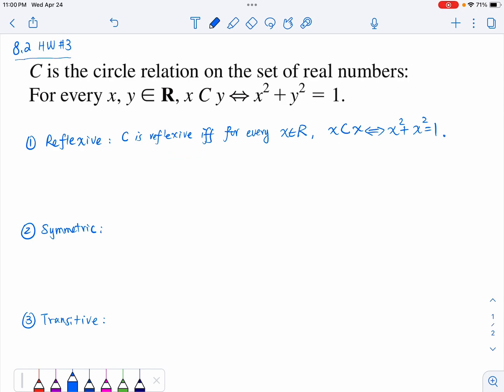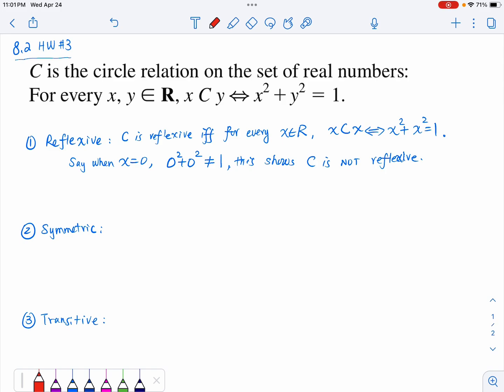Now let's check. Just try some numbers, right? Suppose x is equal to 0, then 0 squared plus 0 squared is definitely not equal to 1. So this is a counterexample, which shows that C is not reflexive. Certainly different people pick different counterexamples. You can say when x is 1, 1 squared plus 1 squared is definitely not equal to 1. So this definitely shows that it's not reflexive.